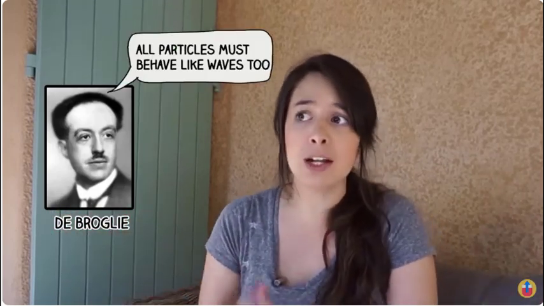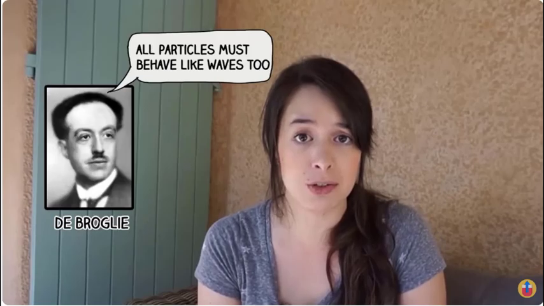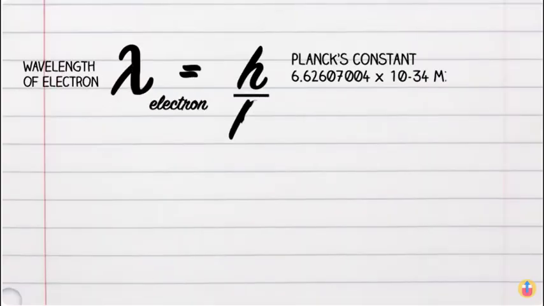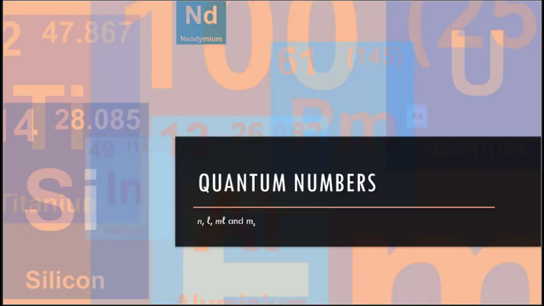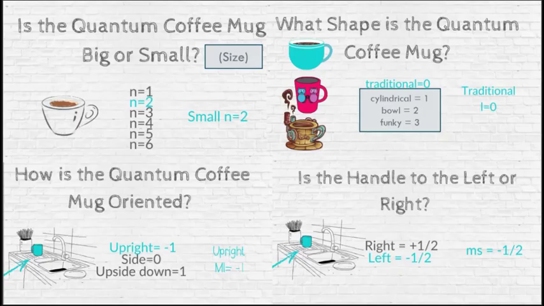Now, for those of you who need a mathematical description to go with the intuition, don't worry, it's coming. When Einstein concluded that light behaved as particles, this French guy named de Broglie made this outrageous, totally unfounded claim that all particles must behave like waves too. And he was right! The wavelength of an electron is just Planck's constant divided by its momentum. Therefore, the momentum of a wave can be represented by a wavelength. We're moving on to introduce quantum numbers.